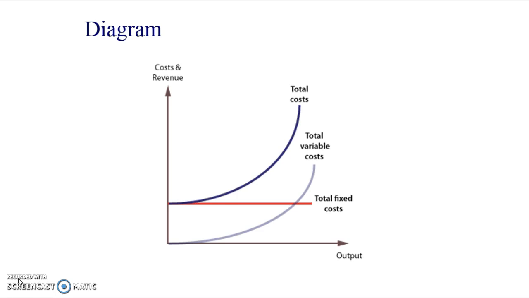And this is what it looked like on a graph. So it's very logical. We've got total fixed costs being a straight, horizontal line, because it really doesn't depend on output. It doesn't vary with output. Whereas we've got variable costs increasing.